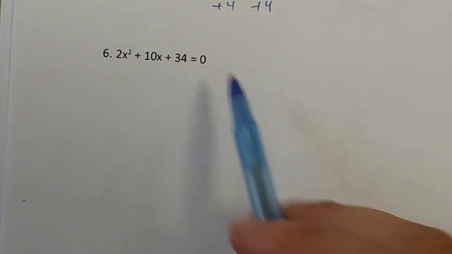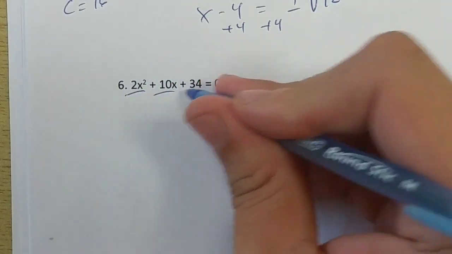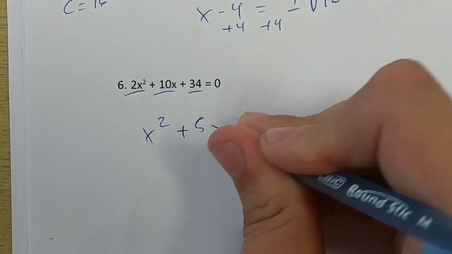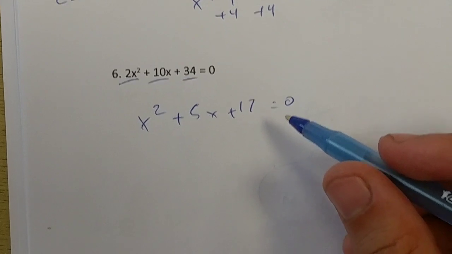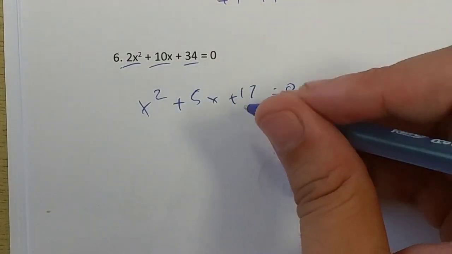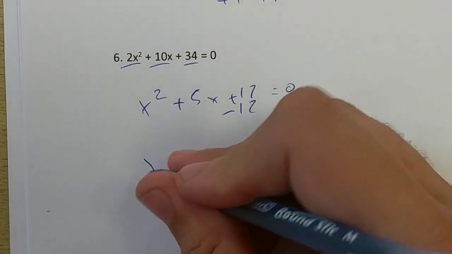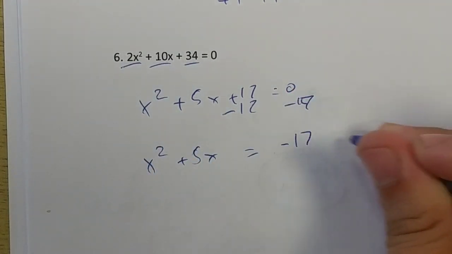Let's subtract 34 on both sides. Oh, let's divide everything by 2 first. Because there's a 2 in the a, we're going to divide everything by 2. x squared plus 5x plus 17 equals 0. Gotta get my 17 or my x's by itself, so subtract 17 on both sides. So x squared plus 5x equals negative 17.